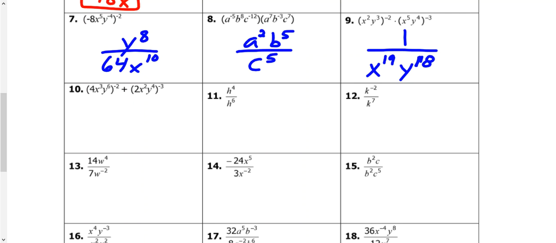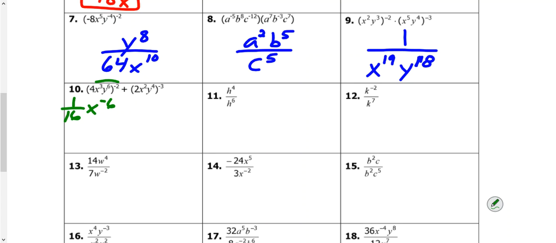So let's look at number 10. First thing I want to do for number 10 is simplify this. So we're going to distribute this negative 2 across that whole quantity. So a 4 to the negative 2 would give me a 1/16. x to the third to the second power would give me an x to the negative 6.